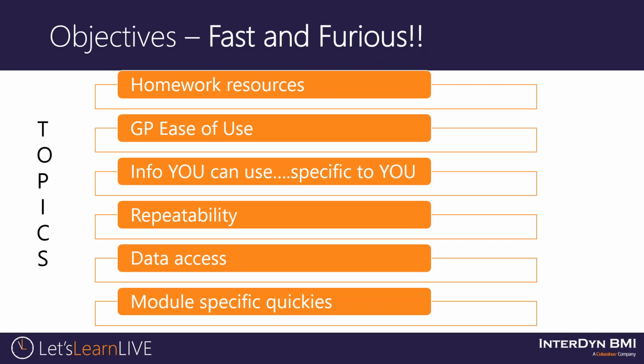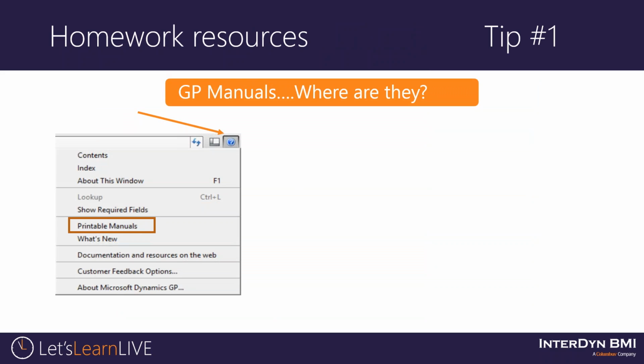So the slide that I have showing at this point is about our objectives. We're going to be kind of fast and furious. We have a lot to cover in a single hour, but I did break these tips up into specific topics. So there's homework resources, right? Where do you learn how to do that homework? Where do you get your crib notes from? Where do you get your documentation from? Then GP ease of use, information you can use that's specific to you, repeatability, data access, and then module-specific quickies. Okay, so here we go.